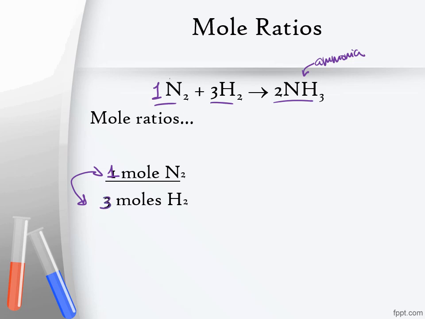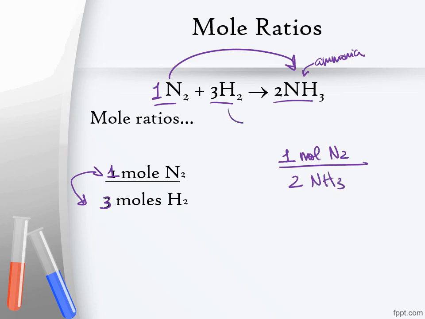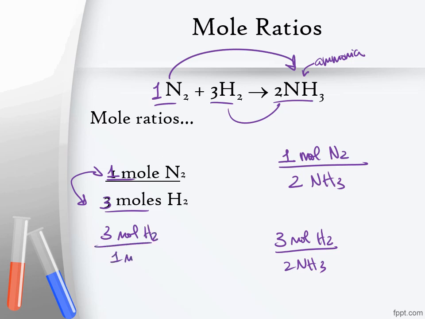I can also make a ratio for nitrogen to ammonia. For every 1 mole of nitrogen, I can produce 2 moles of ammonia. I can do the same thing with hydrogen and ammonia. For every 3 moles of hydrogen gas, we can make those 2 moles of ammonia. I can also take the reciprocal of any of these, and instead of saying 1 mole of nitrogen to 3 moles of hydrogen, we could do 3 moles of hydrogen to 1 mole of nitrogen, and all we're doing is making these ratios, these fractions, showing the different pieces and parts of my equation and their coefficients.